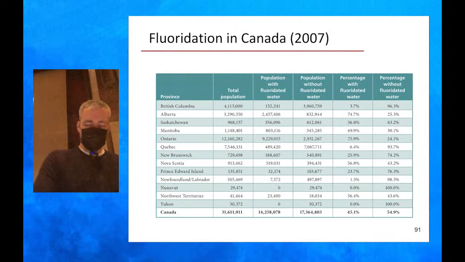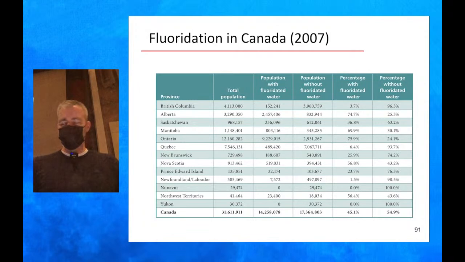So this is fine. This is actually a neat plot from 2007. It's not that different today. Sometimes this information can be hard to get your hands on. But essentially, it's the percentage of the population that drink fluoridated water per province in Canada versus those without. And it's about 50-50 in Canada, depending on where you live. In Nova Scotia, we're probably a little bit more likely to be drinking fluoridated water than most other places. So it's not a universal thing. Some places have it and some places don't. Okay?